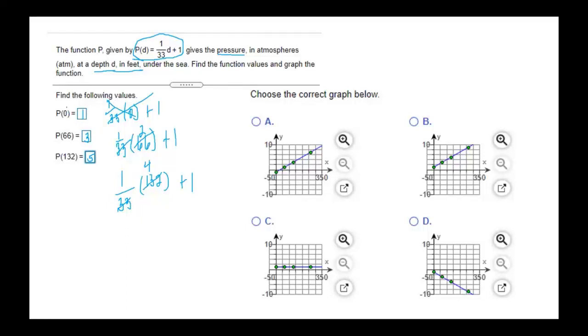All right, so now if we wanted to choose the correct graph, you really want to choose the graph that has, this is like your x value and your y value. So you're looking for a graph that has 0, 1, 66, 3, and 132, 5. So the thing that I can see is that really only A and B are even close to reasonable because they're the only ones that are going up. Okay, and my numbers 1, 3, and 5, they are getting bigger as my other ones get bigger. So you're looking for something that goes up.